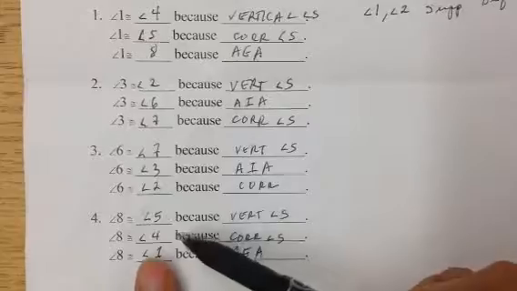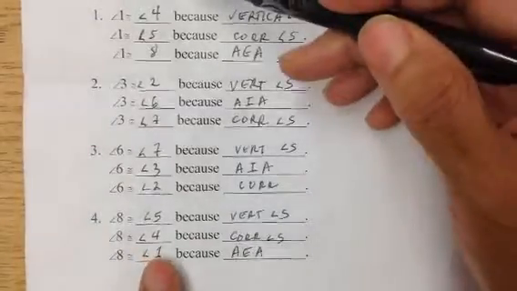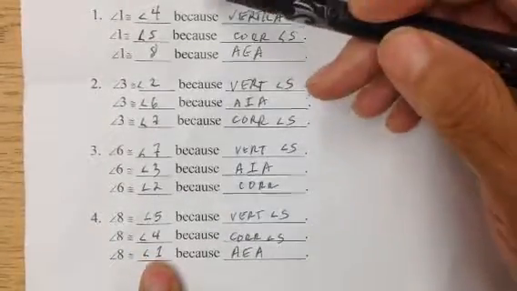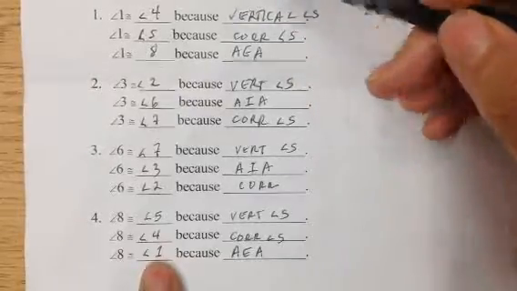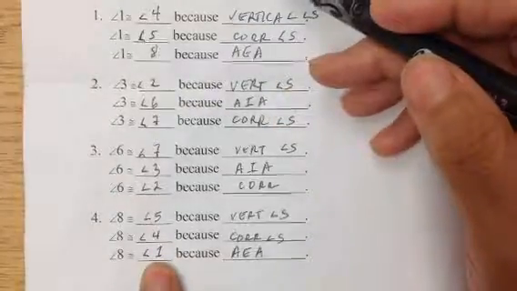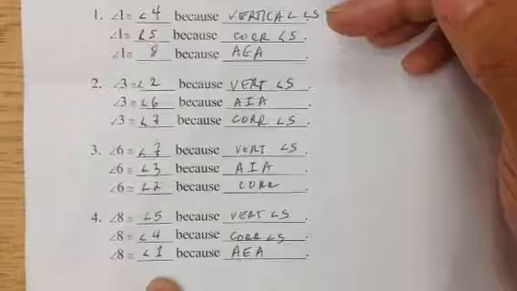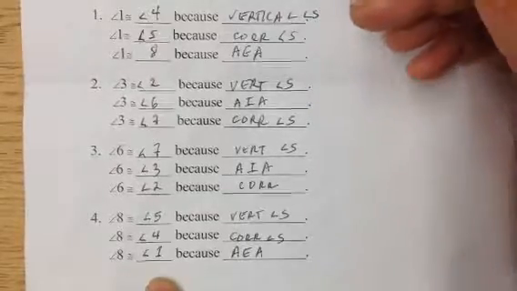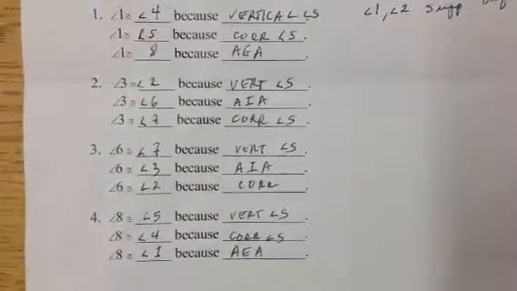All right, back to number 4. Angle 8 and angle 5 are vertical angles. Angle 8 and angle 4 are corresponding angles, both of them on the bottom. And angle 8 and angle 1 are alternate exterior angles.